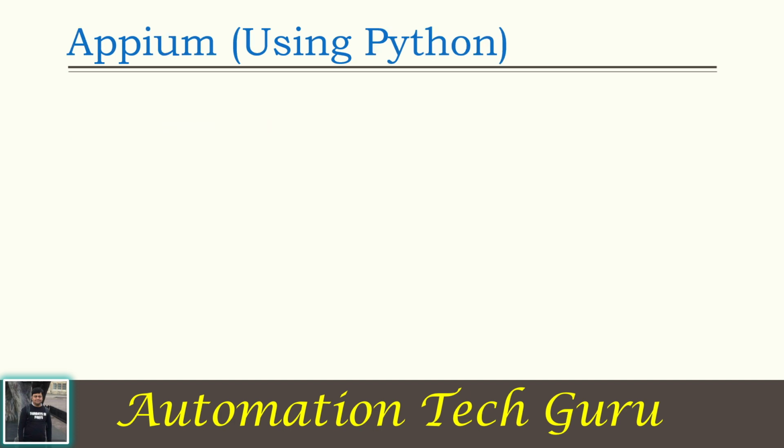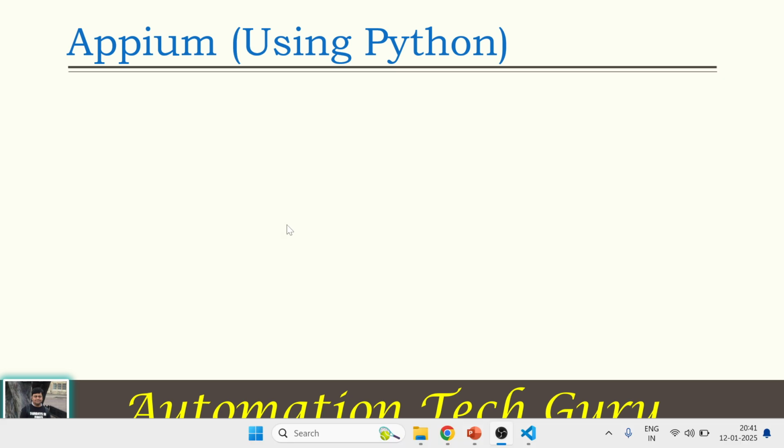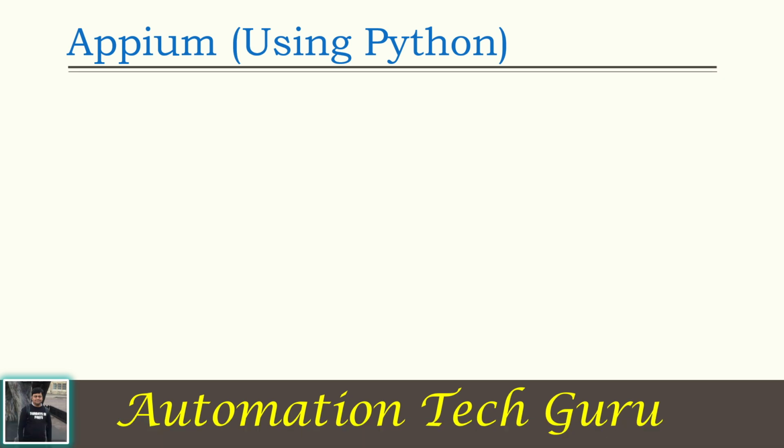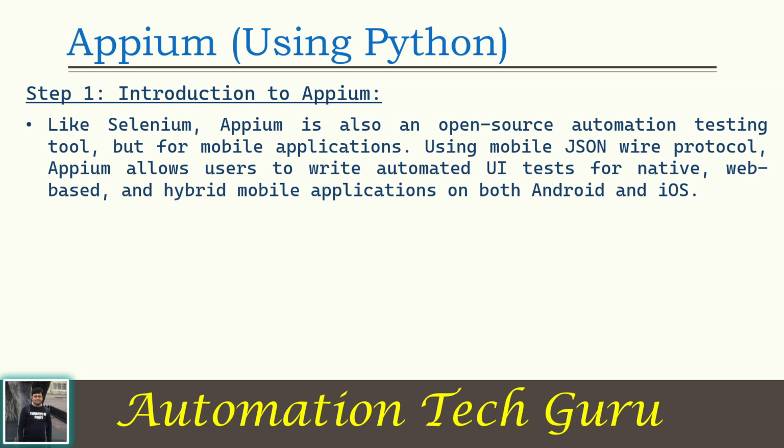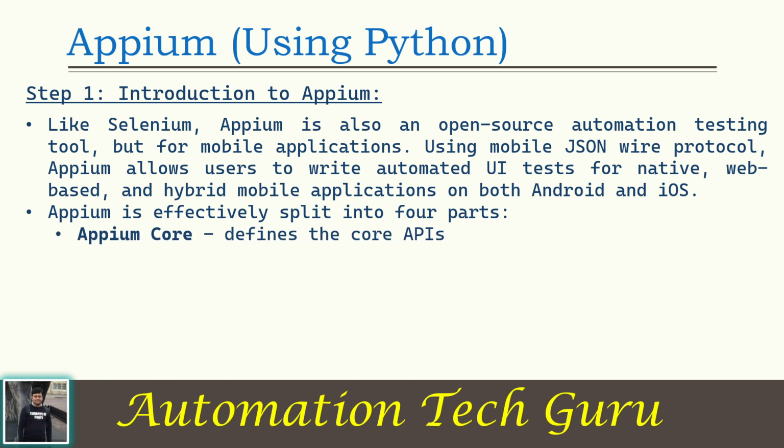Next is Appium. Appium using Python. Like Selenium, Appium is also an open source automation testing tool, but for mobile applications, using the mobile JSON wire protocol. Appium allows users to write automated UI tests for native, web-based, and hybrid mobile applications on both Android and iOS. Appium is effectively split into four parts.